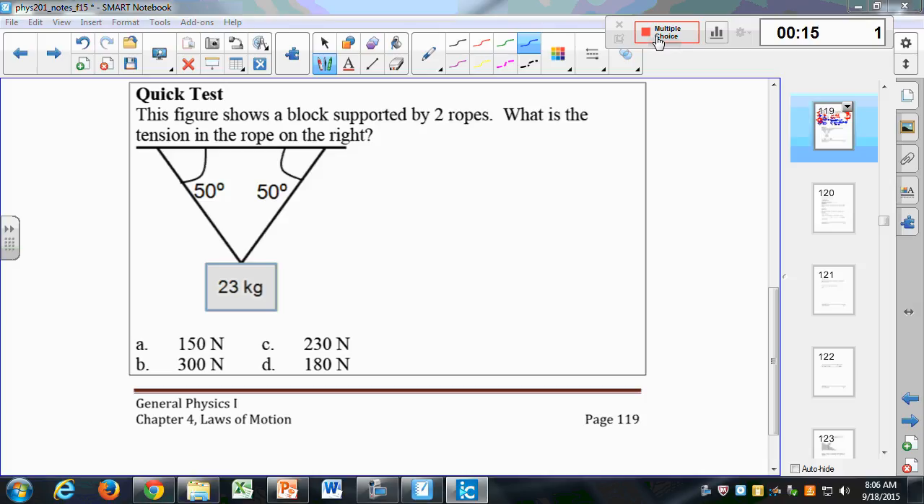I'm going to help you out with this one a little bit. I have 3 forces. I have 1 force here, that's my weight. And then I have FTL, and I have FTR.